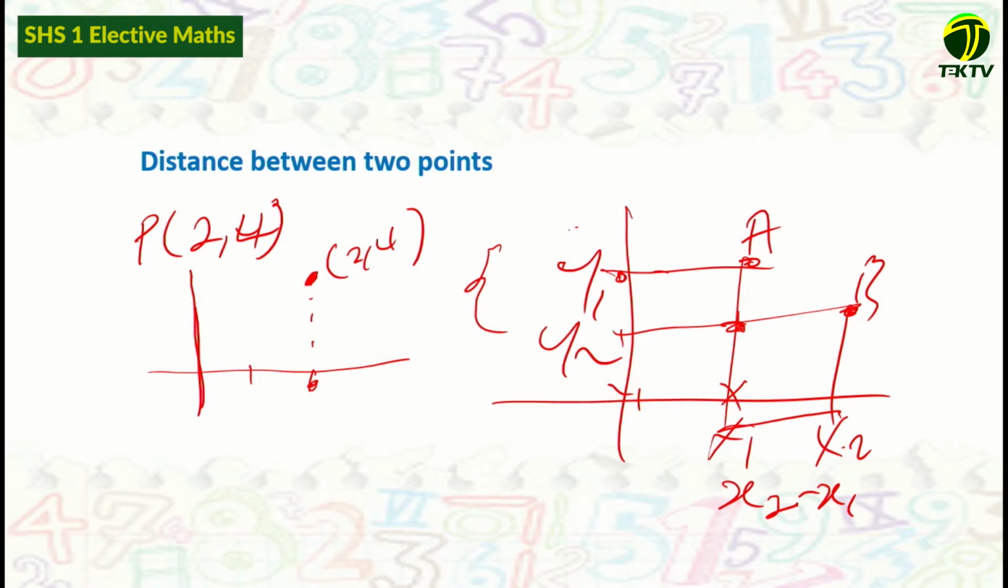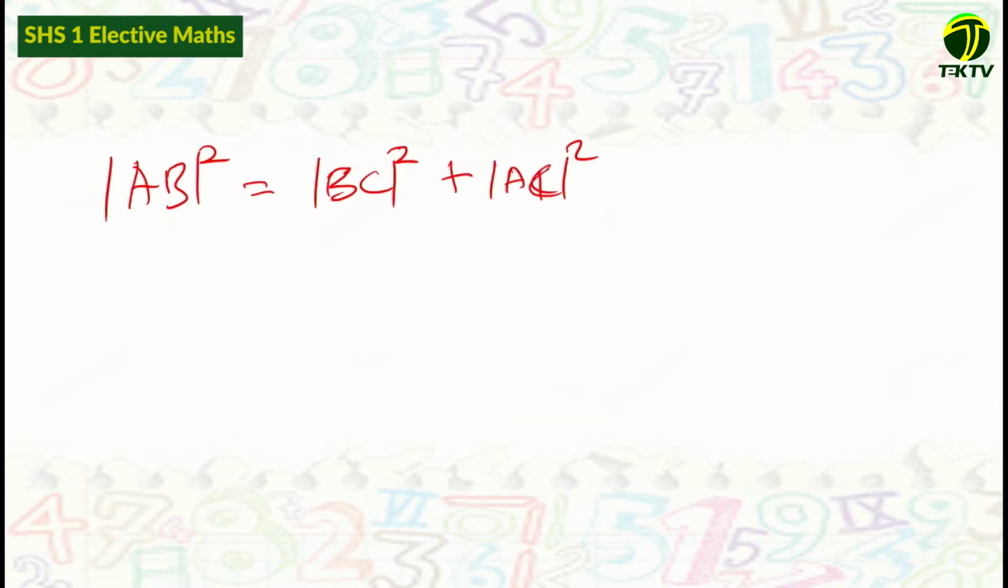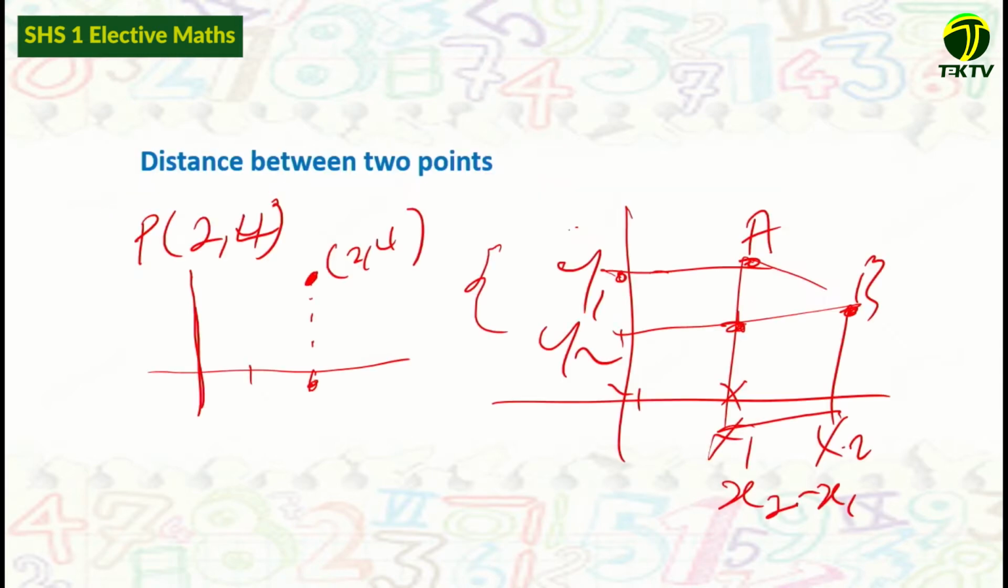y2 minus y1. So in place of the distance between A and B, we will have AB squared plus BC squared. That is there. AB squared is equal to BC squared plus AC squared. So now back to the diagram.